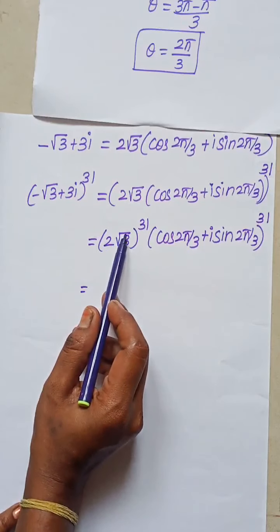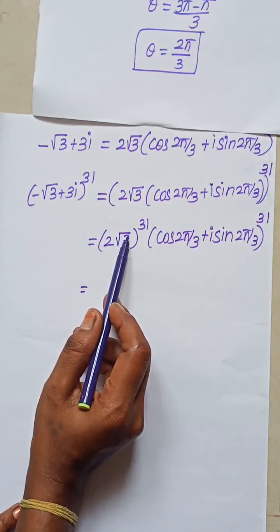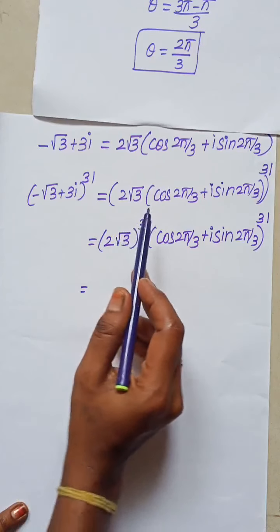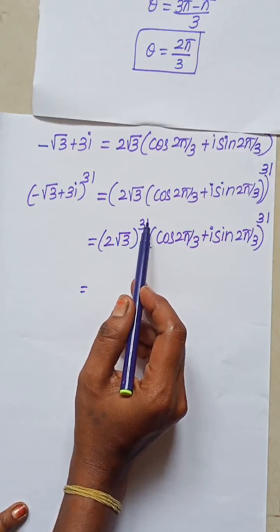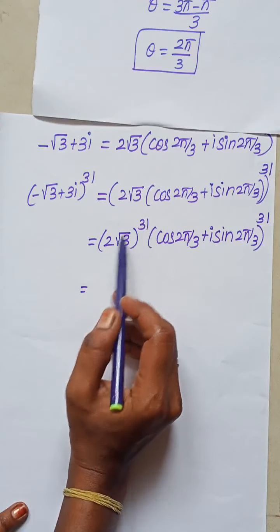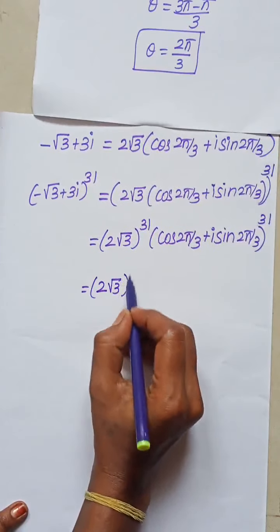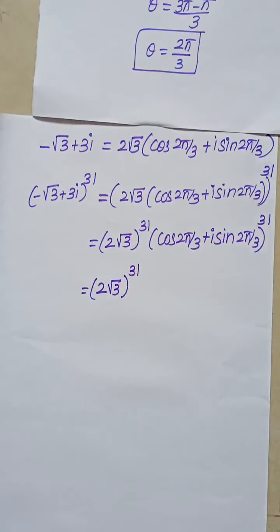Here root 3 can be written as 3 power 1 by 2, with the 31 also present. There is no cancelling term, so we write it as usual, 2 into root 3 the whole power 31. If anything cancels, we cancel it.